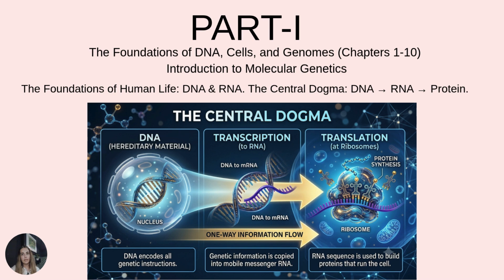Let's start with the absolute basics, DNA and RNA. In all cells, the DNA serves as the hereditary material. The core concept you need to know is the central dogma of molecular biology. Genetic information generally flows in a one-way direction. DNA is transcribed into RNA, and then this RNA is translated to synthesize proteins at the ribosomes. This process is what builds and operates every single cell in our bodies.